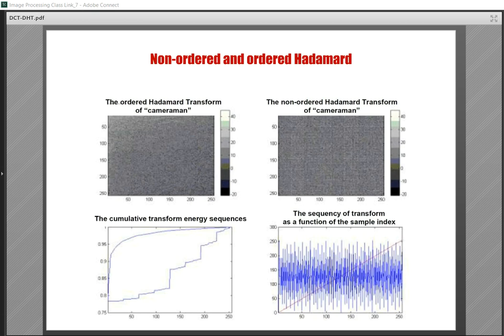Okay, this is the last slide for the DCT, for Walsh transform, and for Hadamard transform, and ordered versions of them. Okay, I stop sharing and go for the last transform, and then close this part of the lecture.